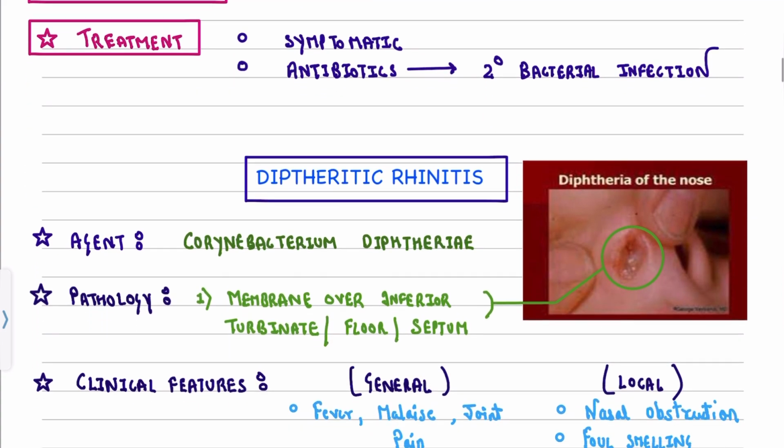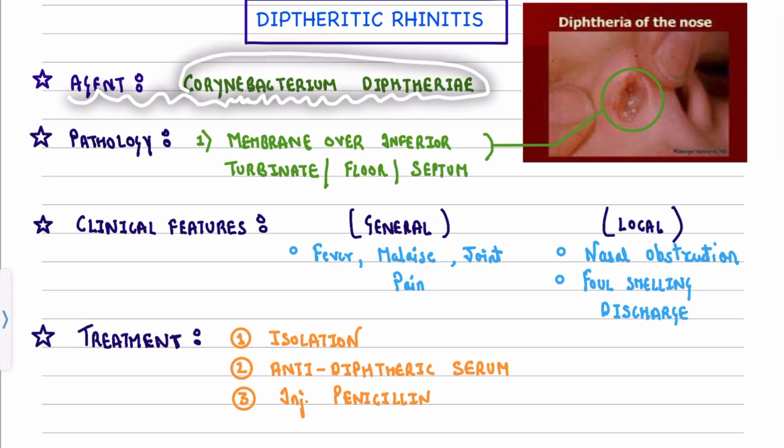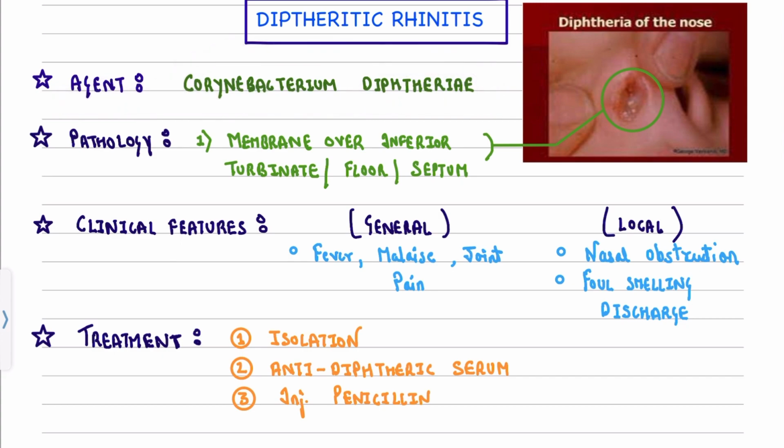Now let's move ahead with diphtheritic rhinitis. As the name suggests, the agent of diphtheritic rhinitis is Corynebacterium diphtheriae. So what is the pathology of diphtheritic rhinitis? This bacteria produces a membrane over the inferior turbinate or a membrane over the floor or septum of the nasal cavity. As you can see in this image, the whole of the nasal cavity is covered by a whitish grayish pseudo membrane produced by Corynebacterium diphtheriae.